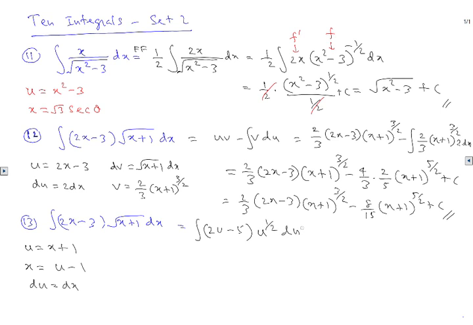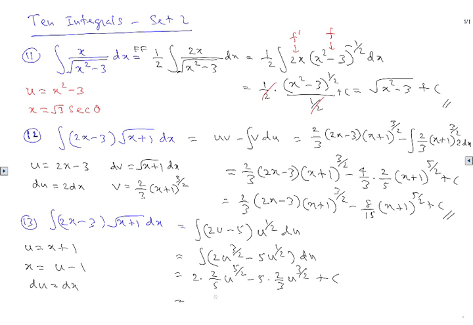Now what do we do? Just distribute. Once you distribute, you're going to get 2u^(3/2) minus 5u^(1/2), and then du. Now you can see that it's a very simple integral in terms of u. So that means you're going to get 2 times, you add 1, becomes 5/2, so it becomes 2/5 u to the 5/2, minus 5, again add 1, so it becomes 2/3 u to the 3/2 plus c.